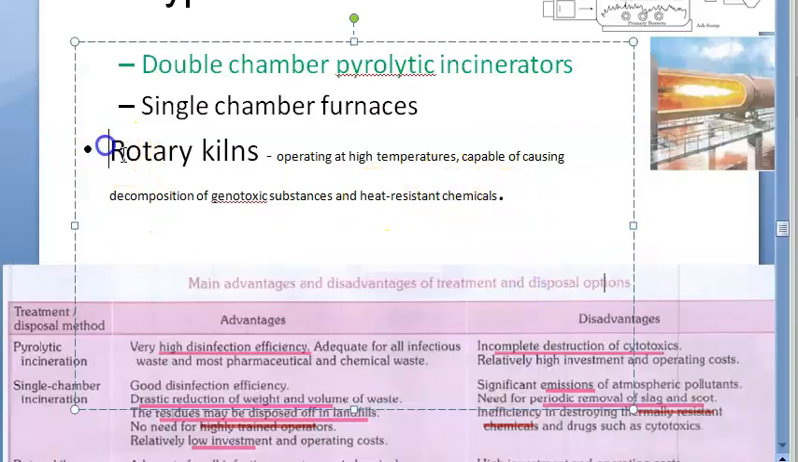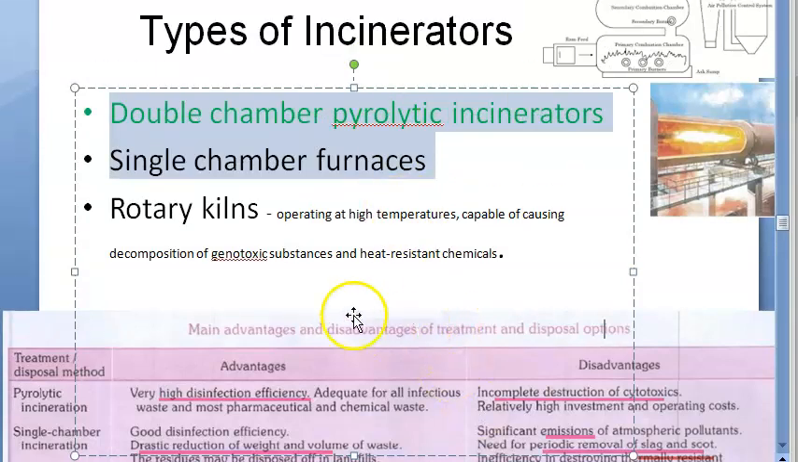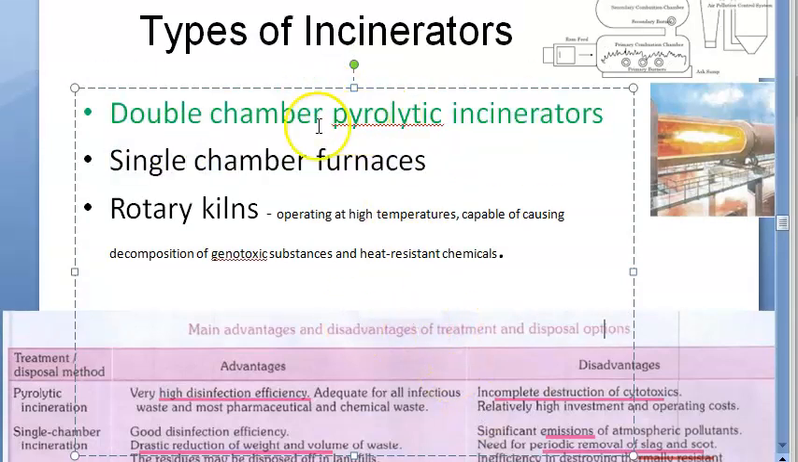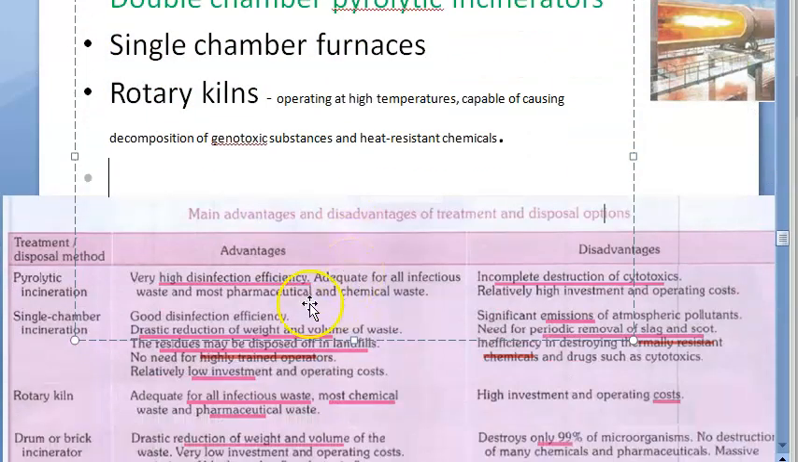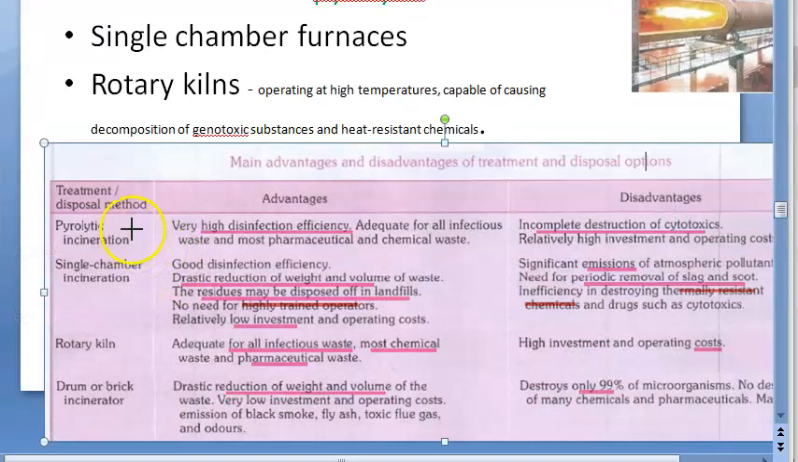Okay. So let's move on then. What are the 3 types of incinerators you saw here? Double chamber pyrolytic incinerators, single chamber furnaces, rotary kilns. Let us look at the advantages and disadvantages also. So first of all, pyrolytic incineration: very high disinfection efficiency for all infectious waste, pharmaceutical, chemical waste.